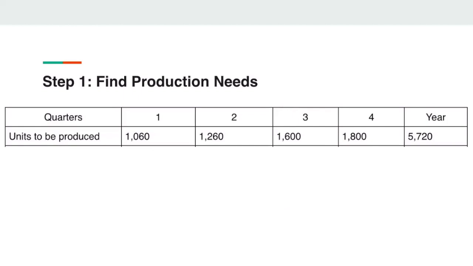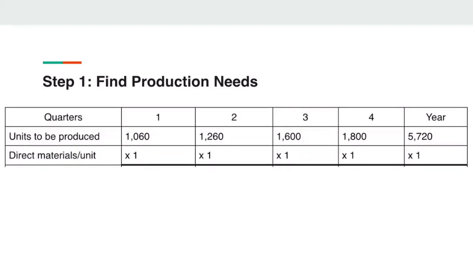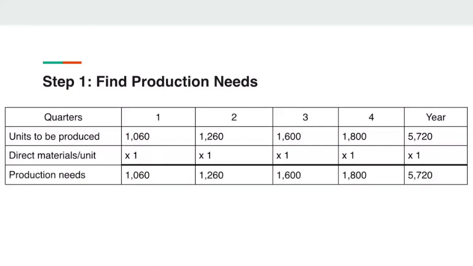Row 1 is units to be produced, given in the question. Row 2 is direct materials per unit. The question stated that the factory needs 1 t-shirt. And row 3 is production needs, found by multiplying units to be produced by direct materials.